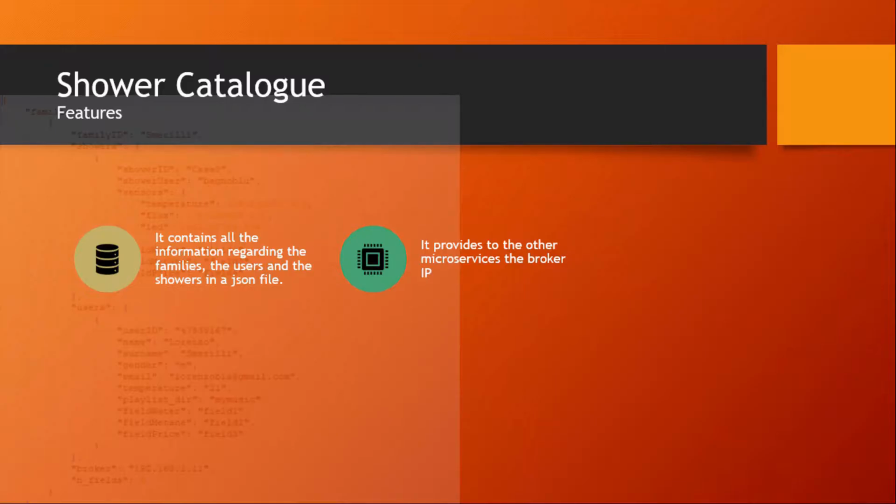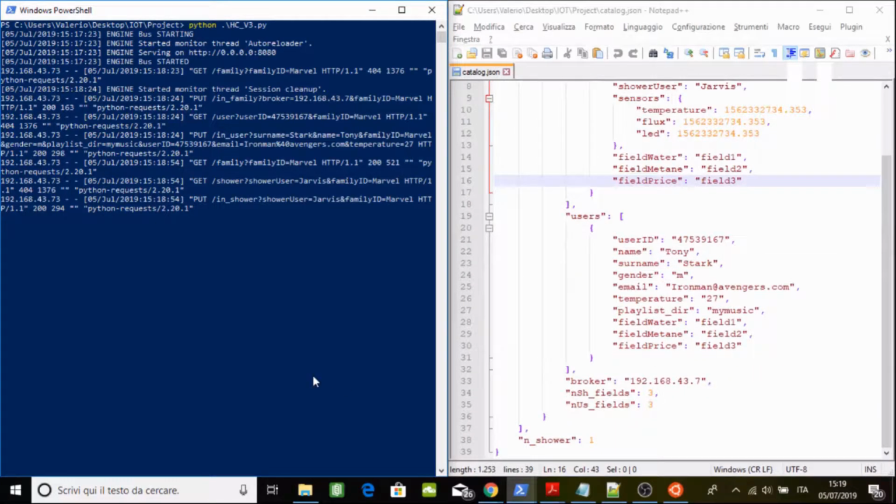One of the most important pieces of information contained in the catalog is the IP address of the broker, which is fundamental for the functioning of the entire application. Almost every microservice needs this information. It can be seen in the catalog, in the JSON file, that the broker is called.